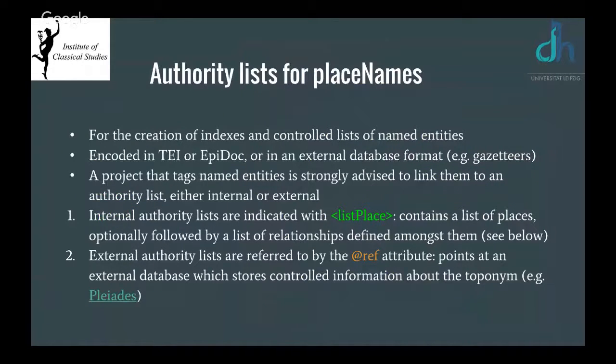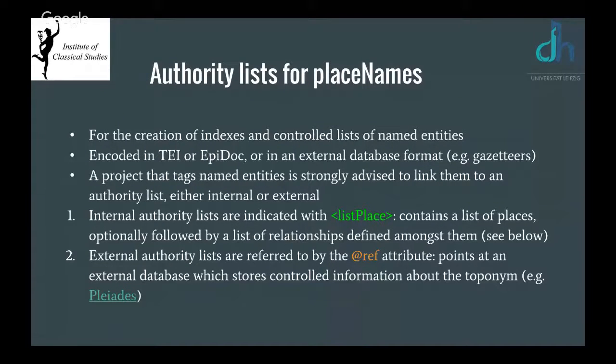Now, obviously, when you do this, it would be good practice also to reference an authority, as we said, because otherwise you would just have a list of place names with no external reference, no disambiguation, and so on. So your annotation in that case is pure markup, and it doesn't establish any connection to any other external reference. And when you encode your text in TEI or EpiDoc, you can refer to an authority list basically in two ways.